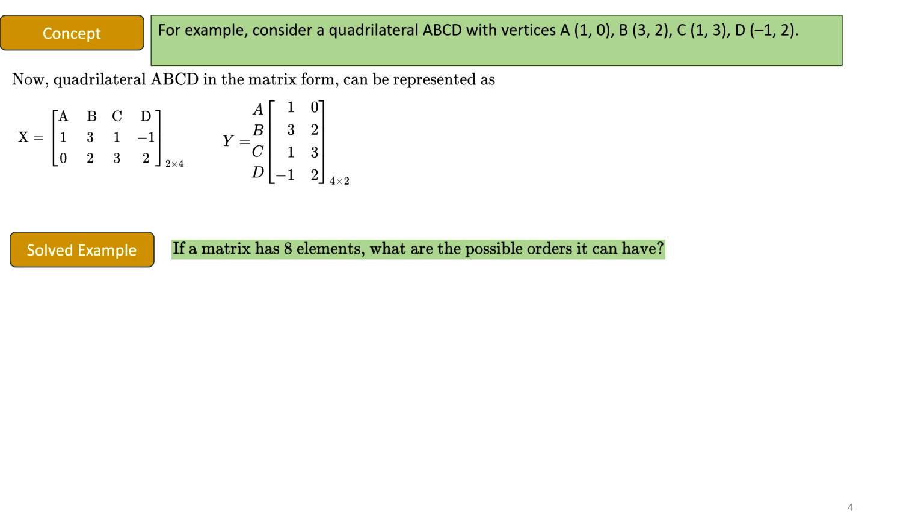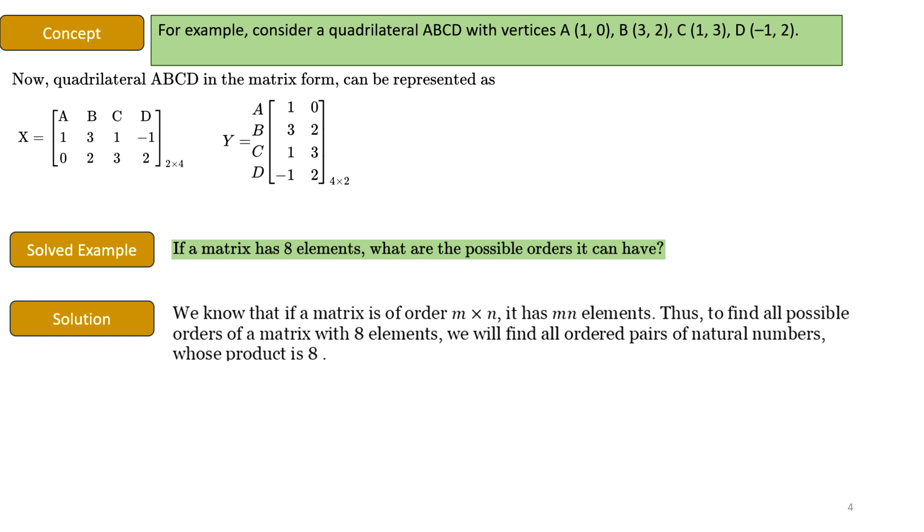If a matrix has 8 elements, what are the possible orders it can have? We know that if a matrix is of order m by n, it has mn elements. To find all possible orders of a matrix with 8 elements, we need to find all ordered pairs of natural numbers whose product is 8. Possible pairs will be (1, 8), (8, 1), (2, 4), (4, 2).